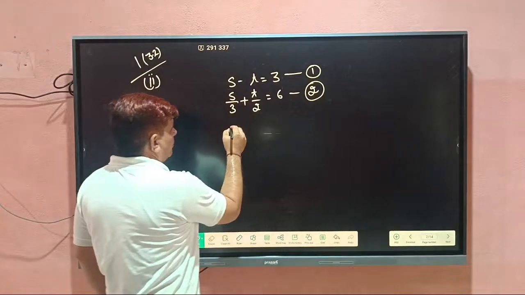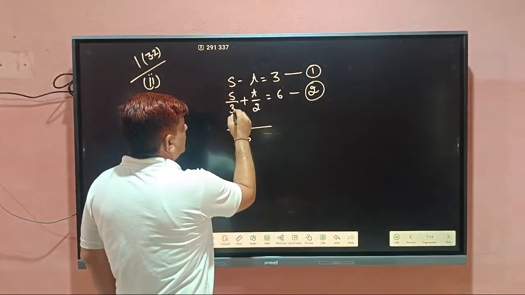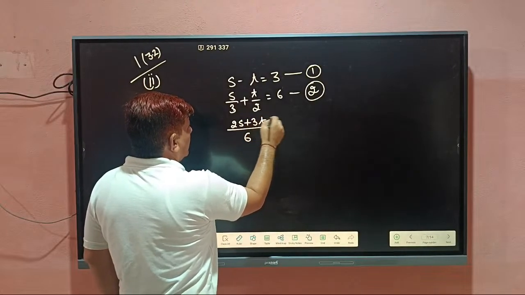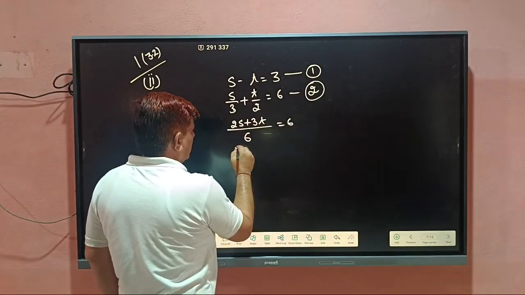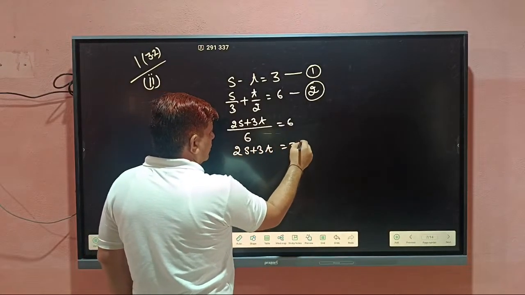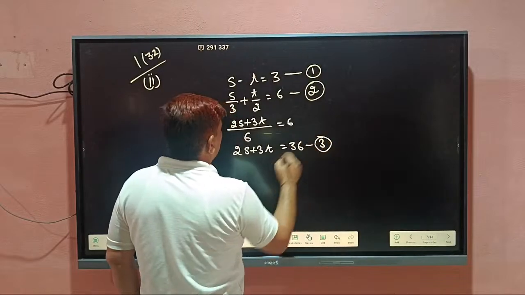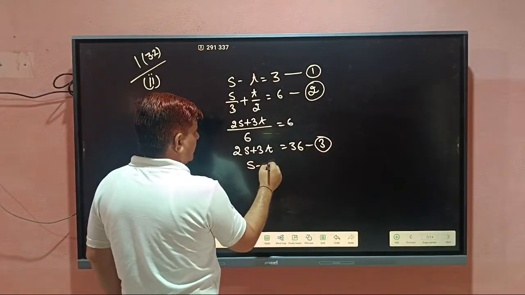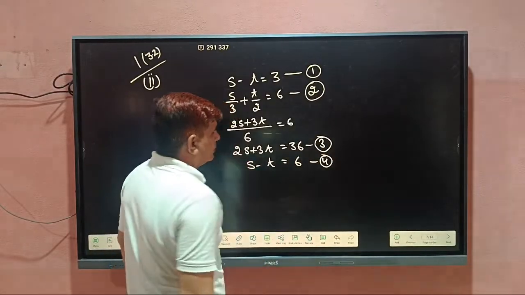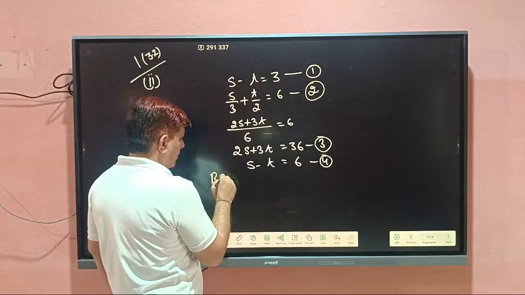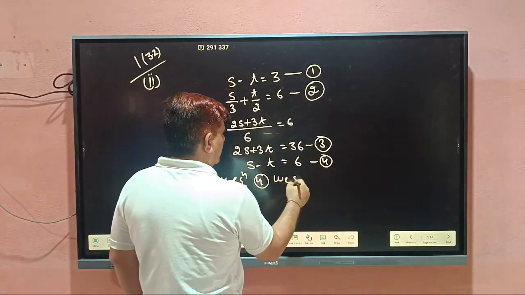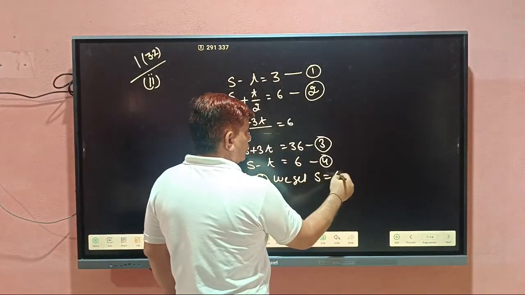So what we can do? We can take the first equation, LCM 6 taken. 2s plus 3t is equal to 36. This is, you can say, third. s minus t is equal to 6. This is, we can say, fourth. So from equation fourth, we get s equal to 6 plus t.